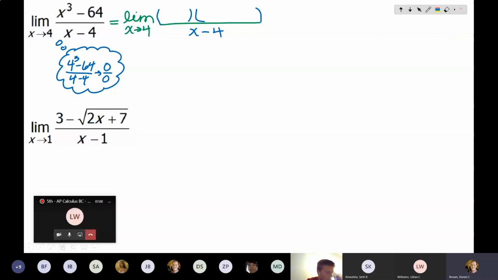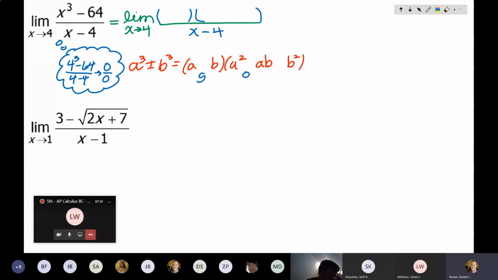If you need to be reminded of that factoring pattern, if you have a cubed minus b cubed, the factoring pattern is a minus b times a squared, ab, b squared. SOAP is how often people remember it: same sign, opposite sign, always positive. So factoring this one out, you should have gotten x minus 4 times x squared, 4x, and 16. Same sign, opposite sign, always positive.